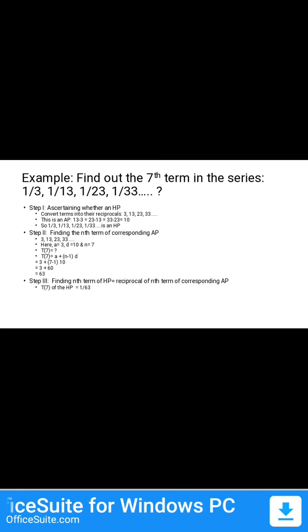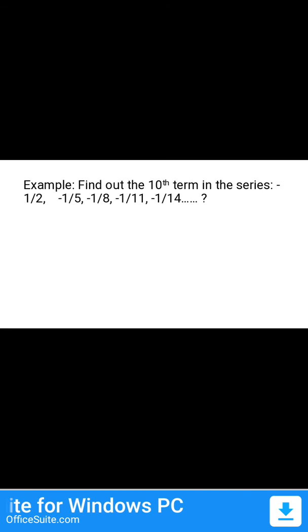Now let us take one more example. Here we have to find out the 10th term. Deliberately I have taken negative values also. The first term is minus 1 by 2. Please notice this particular fact here. It is actually minus 1 by 2 and not 1 by 2. The second term is minus 1 by 5, then it is minus 1 by 8, minus 1 by 11 and minus 1 by 14, and we have to find out the 10th term.